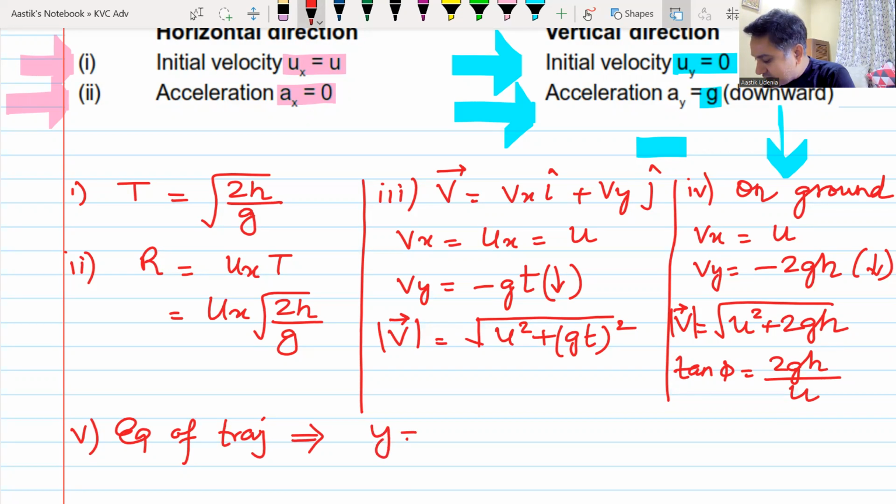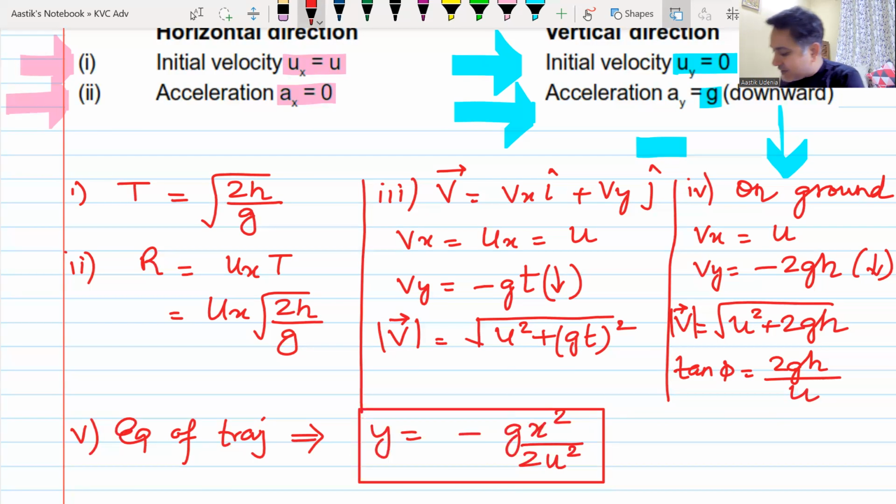The equation of trajectory looks like this: minus g x square by 2 times u square. Do we understand this? And it looks very pretty now, very straightforward and very pretty. Yes or no? Yes, sir. It is as pretty as it can get. Physics is pretty. Physics is beautiful.